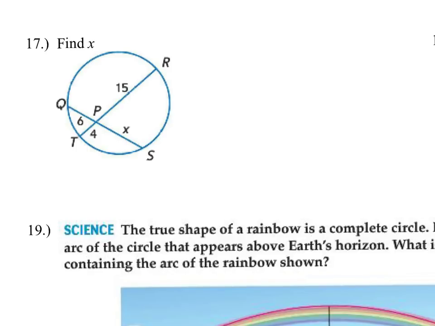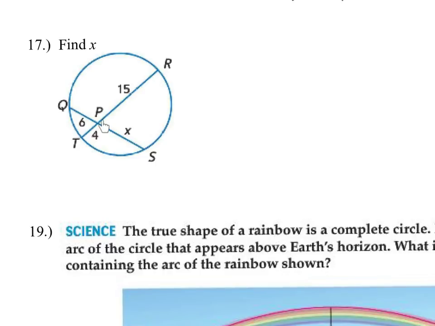Numbers 17 and 18, instead of finding measures of angles or arcs this time, we're going to be finding measures of segments. So we need to find this missing measure x. We'll use the theorem that tells us that when two chords intersect in a circle, then the product of the measures of the pieces of one chord is equal to the product of the measures of the pieces of the other. I think I said arc, I'm sorry, I meant chord. So in other words, 6 times x is going to be equal to 4 times 15. I'll let you write that equation and solve it.